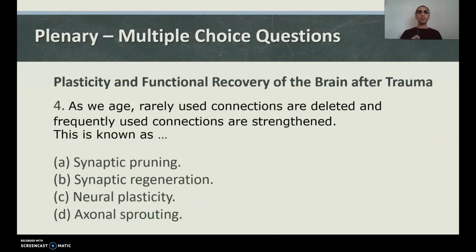Number 4. As we age, rarely used connections are deleted and frequently used connections are strengthened. This is known as what? A. Synaptic pruning. B. Synaptic regeneration. C. Neural plasticity. Or D. Axonal sprouting. Ooh, it's difficult. And of course the answer is A. Synaptic pruning.